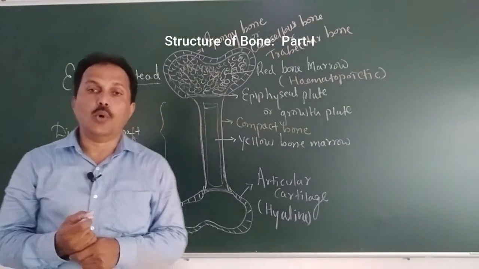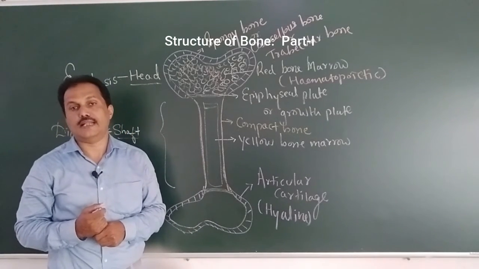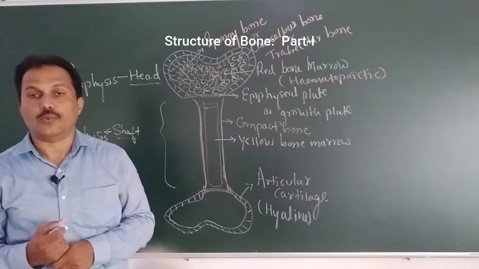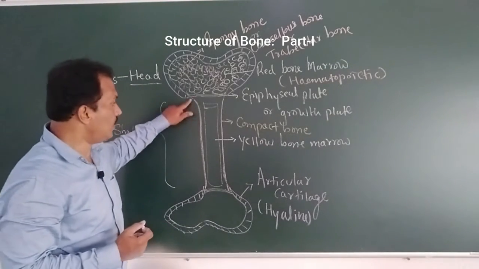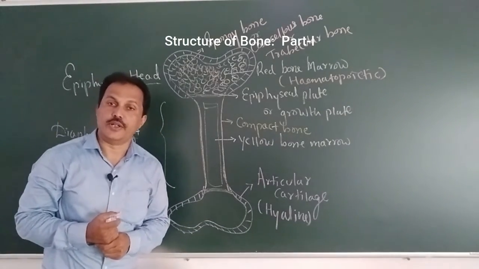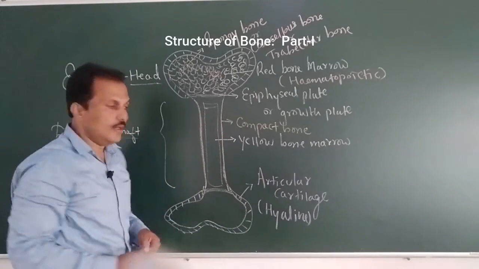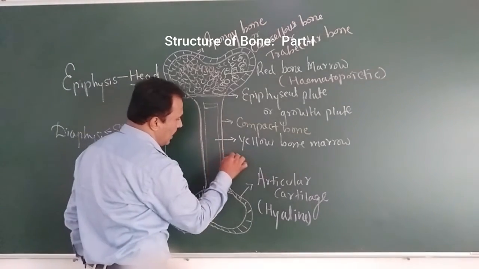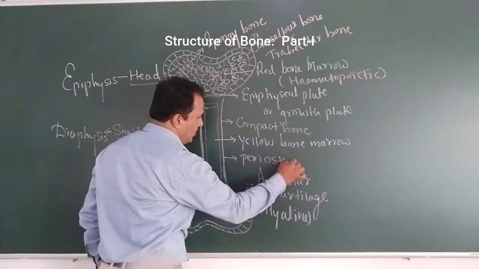How is the bone supplied with blood and nerves? Blood vessels and nerves, where are they found? They are found inside this particular bone region. When you talk about the bone region, I told you there is a cavity here. Am I right? So this is the outermost part of the bone. It is hardest. It is known as periosteum.